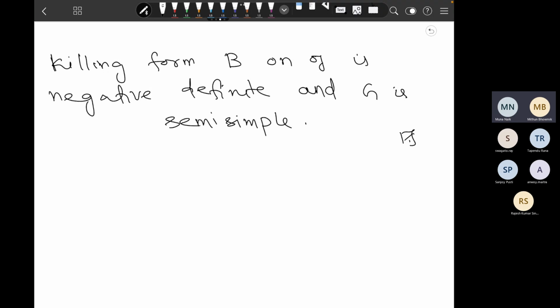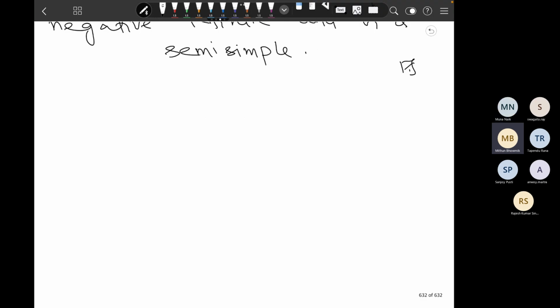Is there any question? So you can ask me. I think what one would like to know is how does negative definite imply non-degenerate? Okay, so suppose, otherwise semi-simple will not follow.